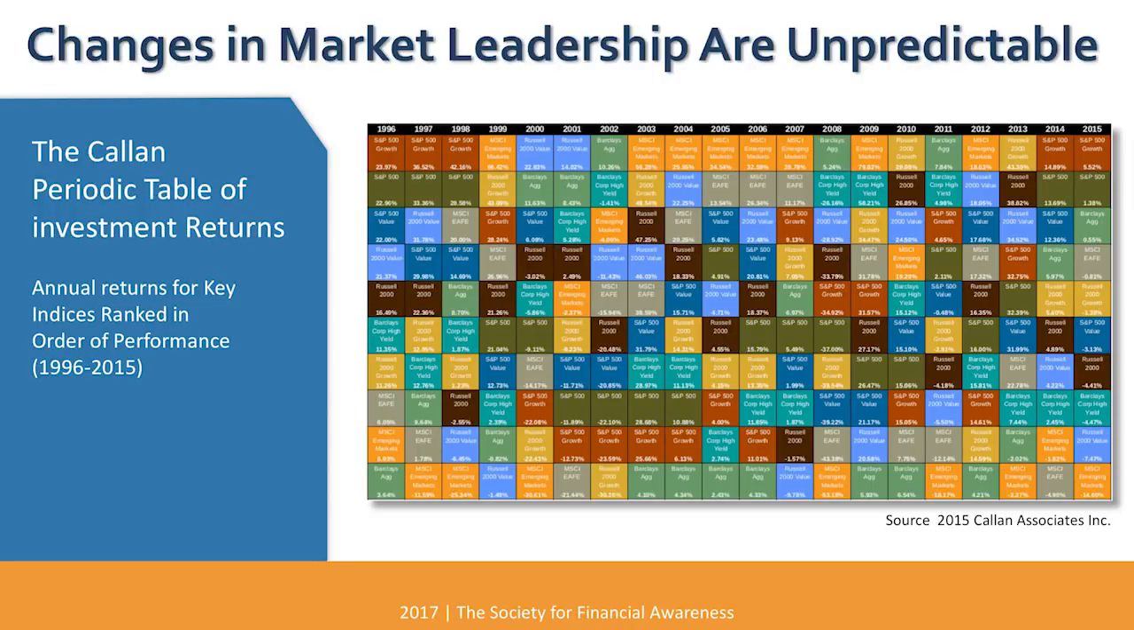This looks like my chemistry chart in high school, I have to say. This is the Callan Periodic Table of Investment Returns. Annual returns for key indices ranked in order of performance. It gives every year from 1996 all the way out to 2015. It'll show you, did the S&P win that time? What was happening with the Russell 2000, the MSCI? You want to look at every single option out here and see that nobody ever wins all the way across the board. But you do see some ideas here.